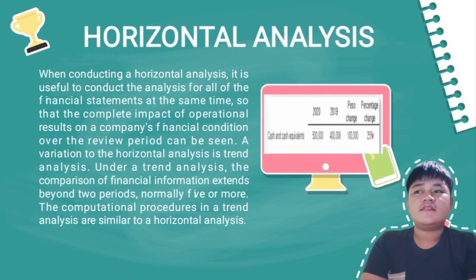Under a trend analysis, the comparison of financial information extends beyond 2 periods, normally 5 or more. The computational procedures in a trend analysis are similar to a horizontal analysis. In short, horizontal analysis is very useful in a business to see the difference or the financial status of a business period by period, or to see also the growth of the business.